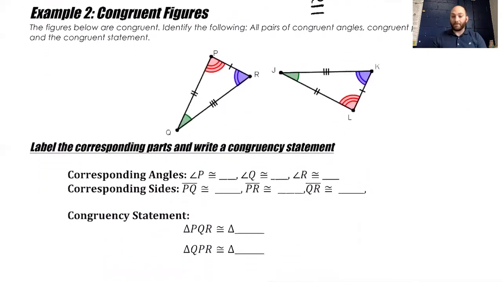We're going to identify the following. When we have congruent figures, we have all pairs of congruent angles and all pairs of congruent sides. So if two figures are congruent, we have things that match up for everything. So we look at this angle P right here. You notice I'm using 3 arcs there. In the other triangle, that's going to match up to angle L, because that's the other one with 3 arcs. Angle Q has a single arc, so does angle J.